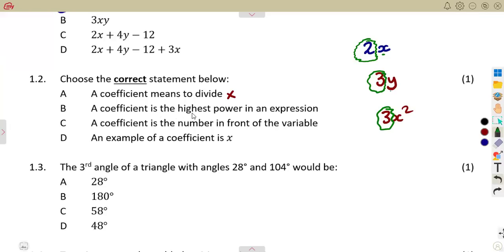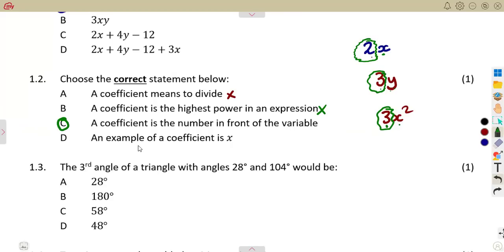A coefficient is the highest power in an expression? No, this is not. A coefficient is the number in front of the variable. That is exactly what we are seeing here. The coefficient of x is 2. The coefficient of y is 3. The coefficient of x squared is 3. So these are the numbers in front of the variables. So that is going to be C.